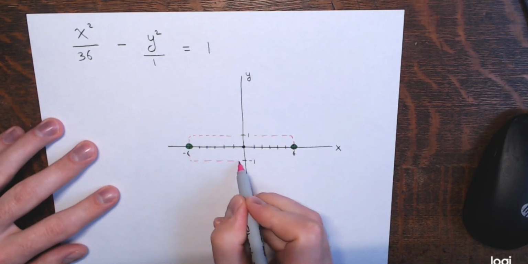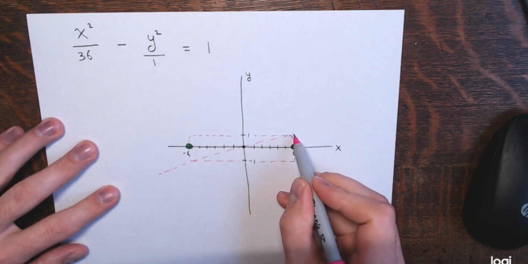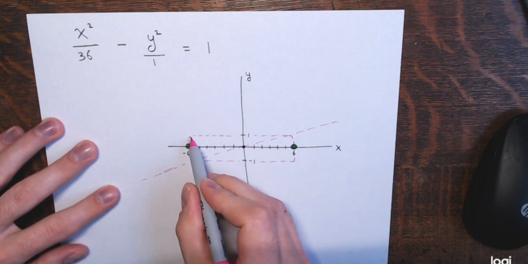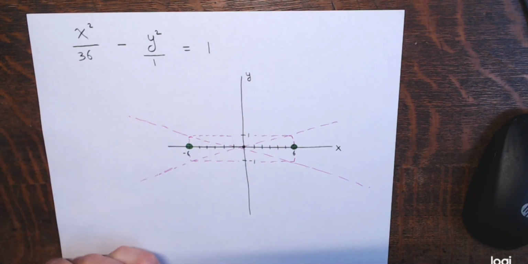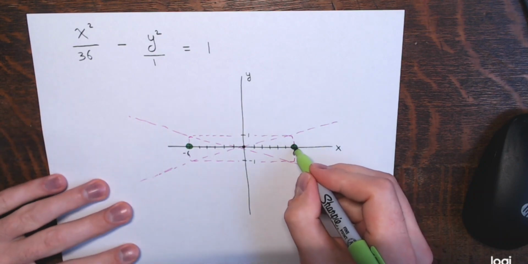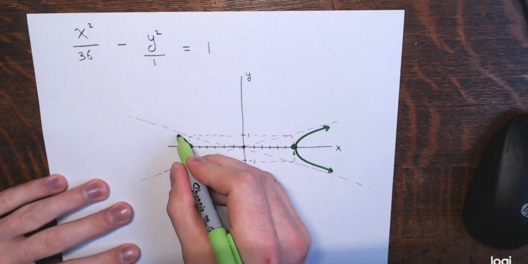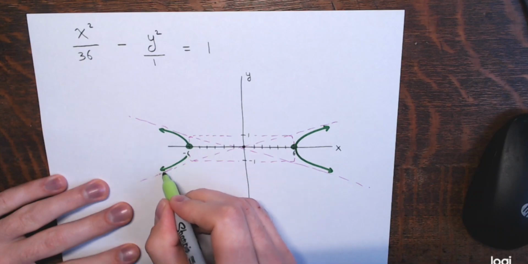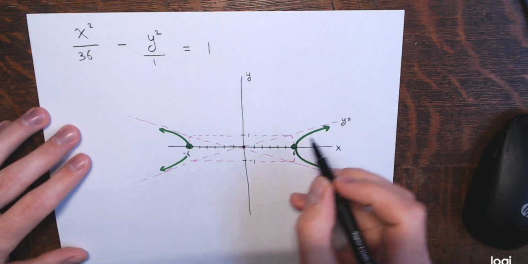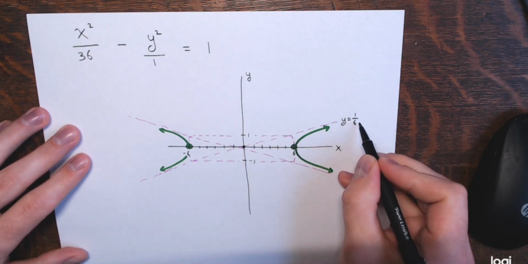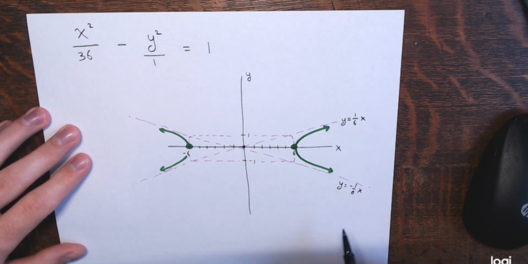And then the asymptotes go through the corners of this rectangle and through the center. So there's one asymptote. And again, this is a crappy hand drawing, I apologize, but there are the asymptotes. Now that I have the vertices and the asymptotes, draw from the vertices the curves, which should approach these asymptotes as you move further away from the center. One of the asymptotes would be y equals positive 1/6 times x, and the other one's y equals negative 1/6 times x. Right? Those are the asymptotes.